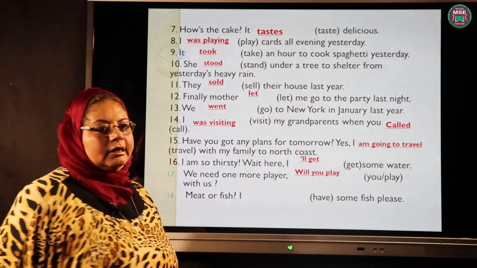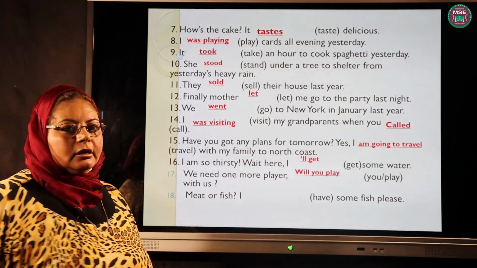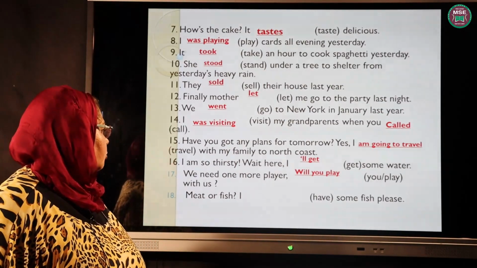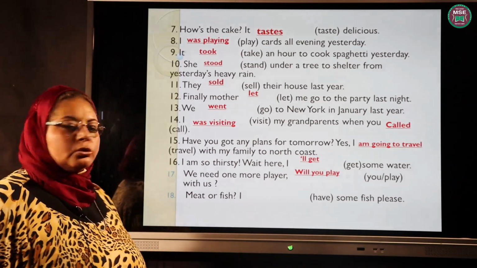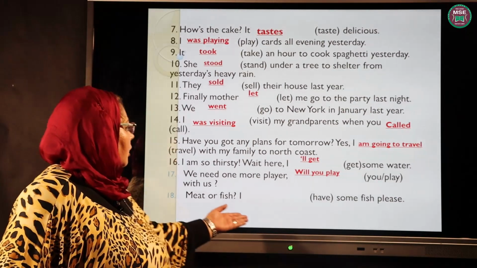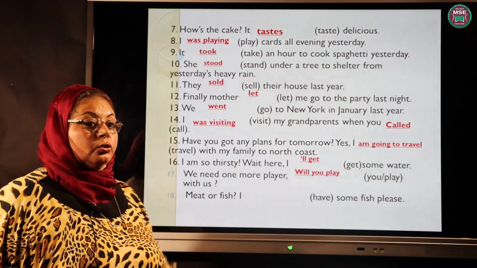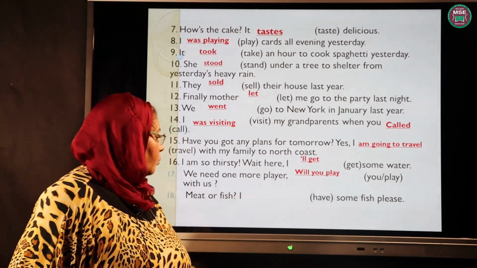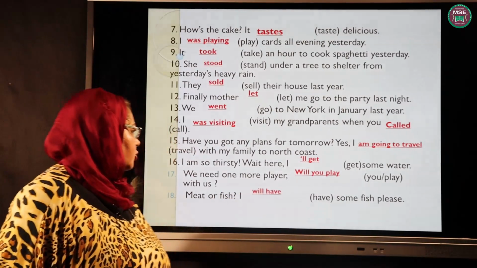Meat or fish? Here you are in the restaurant and the waiter is asking you, would you like to eat meat or fish? This is a sudden decision also. So I will have some fish, please.